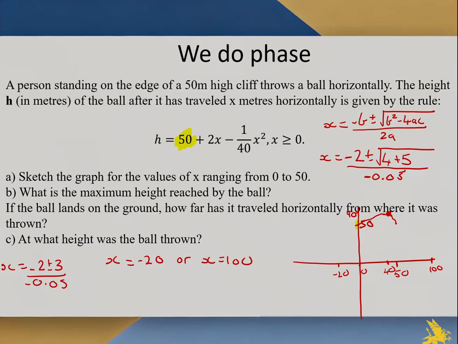What is the maximum height reached by the ball? It reaches 90 meters. And at what height was the ball thrown? That is always going to be the y-intercept, and the y-intercept is 50.